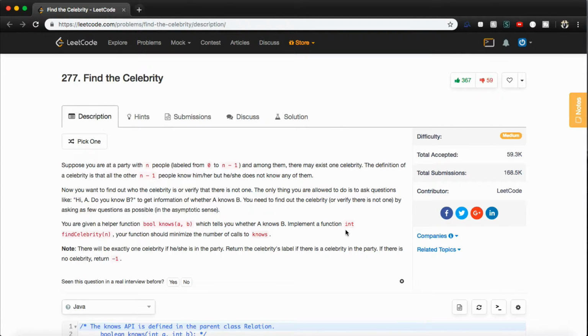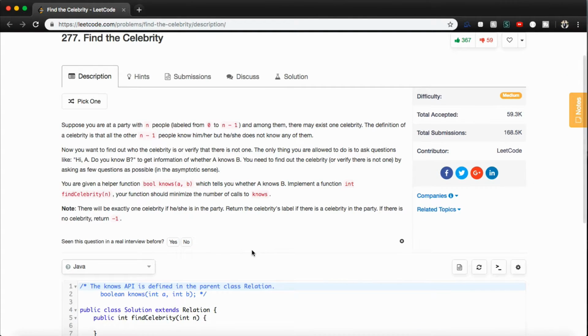The problem description says, suppose you're at a party with n people, and among them there may exist one celebrity. The definition of a celebrity is that all other n-1 people know him or her, but they don't know any of them. So now we have to figure out if there is a celebrity, and if there is one, who they are. The only thing we're allowed to do is ask, hey A, do you know B? This gives us information about whether A knows B or not. We need to find out if there is a celebrity by asking as few questions as possible.